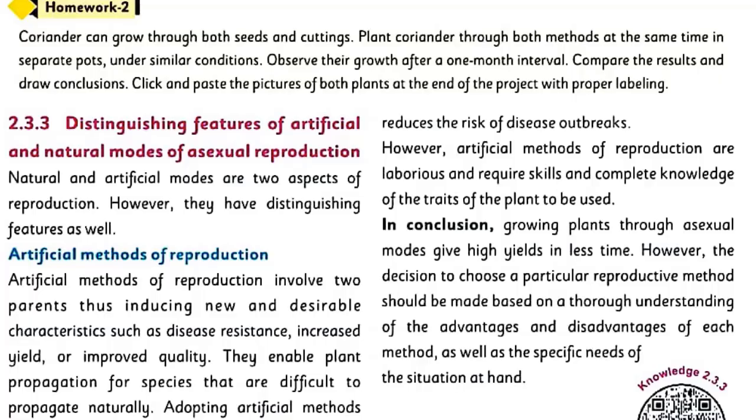However, artificial methods of reproduction are laborious and require skills and complete knowledge of the traits of the plant to be used. In conclusion, growing plants through asexual modes gives high yields in less time. However, the decision to choose a particular reproductive method should be made based on a thorough understanding of the advantages and disadvantages of each method, as well as the specific needs of the situation at hand.